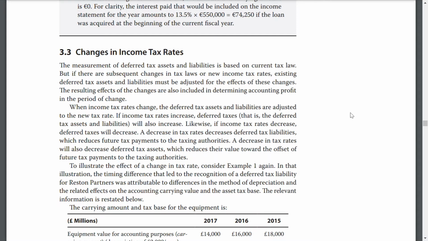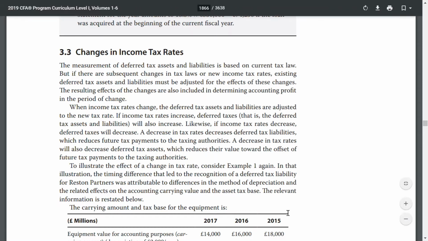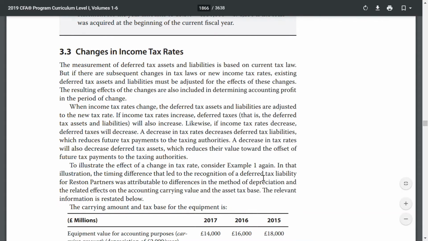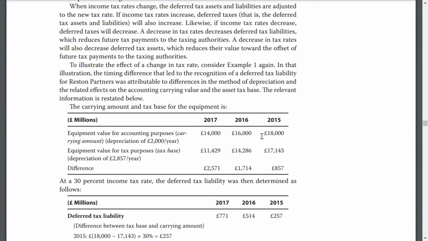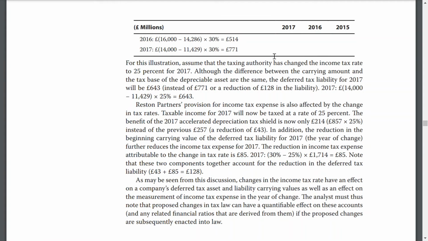The timing differences that led to the recognition of the deferred tax liabilities for resident partners were attributable to differences in methods of depreciation and related effects on accounting carrying value and the asset tax base. The relevant information is restated below. The carrying amount and the tax base are as such. And here's just the illustration.